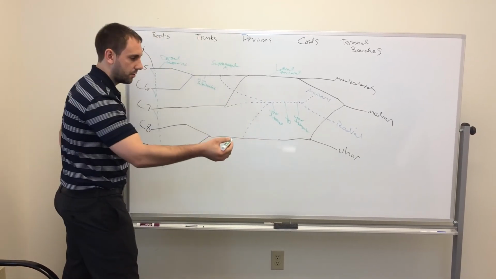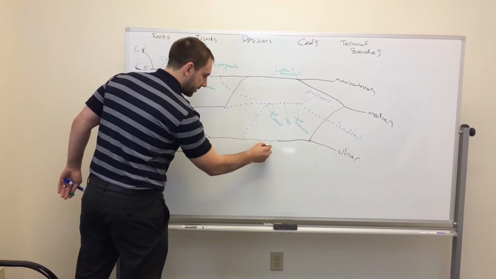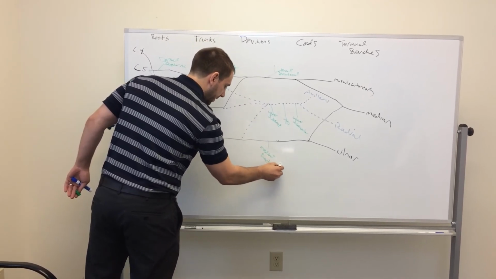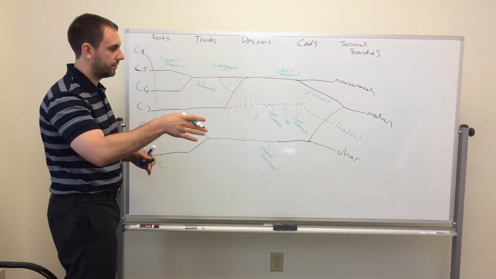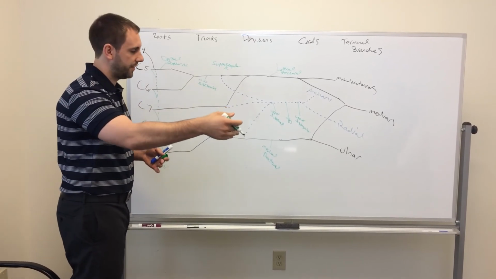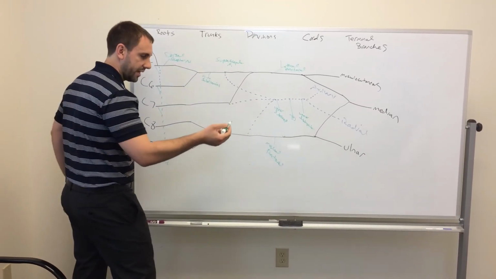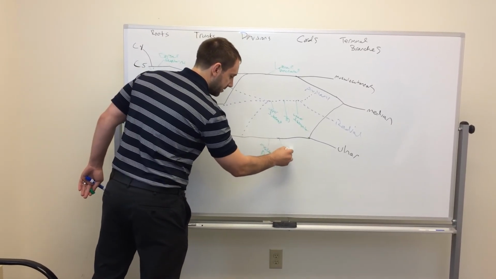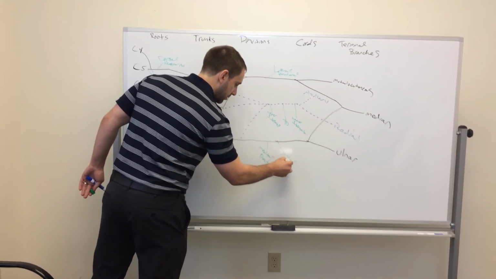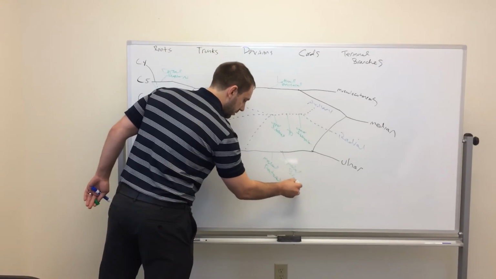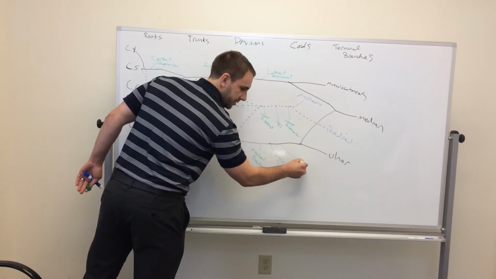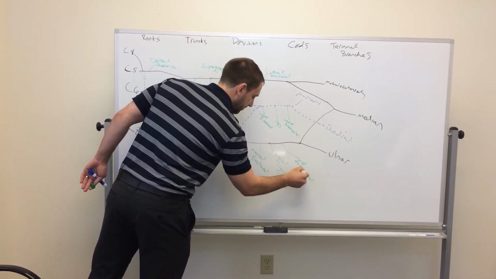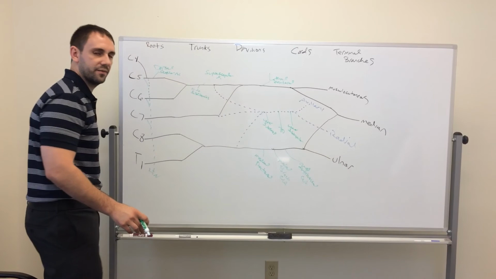Off of the medial cord, first one is the medial pectoral. The medial pectoral pierces the pectoralis minor, innervates it, goes on and innervates the pectoralis major. Then we have two cutaneous branches. We have the medial brachial cutaneous and the medial antebrachial cutaneous, both of which innervate their respective parts of the arm.